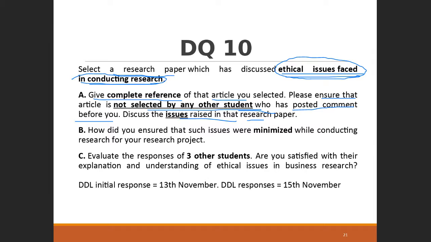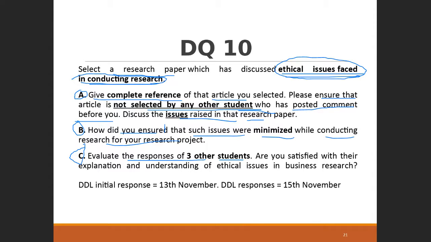This is requirement number one. The second requirement is how did you ensure that such issues were minimized while conducting research for your research project. Okay, so you need to categorically discuss these. The last part is to evaluate the responses of three other students. Are you satisfied with their explanation and understanding of ethical issues in business research? So you need to answer these three particular questions for this week's discussion question activity.